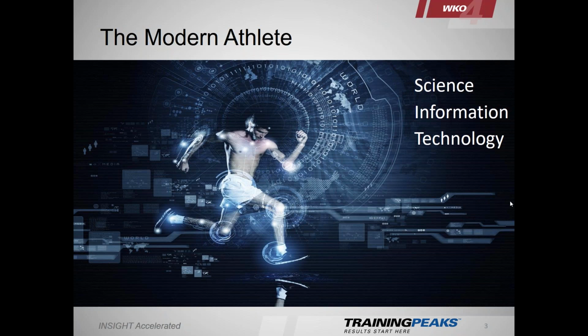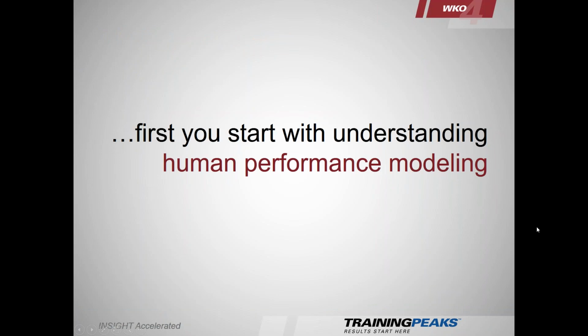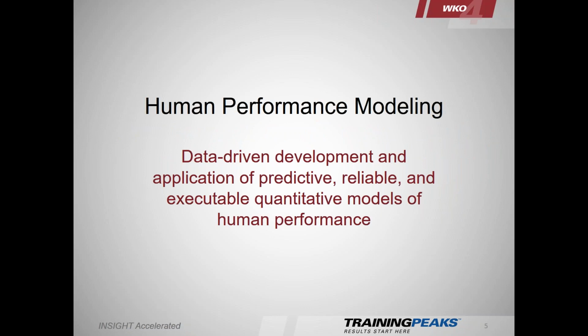When we started doing that, we decided what we really needed was to start at the beginning. And what we decided to do was to build a human performance model. So to explain the whole power duration curve, and how and why and everything that we did, first we need to start with understanding human performance modeling. Human performance modeling is data-driven development and application of predictive, reliable, and executable quantitative models of human performance. There are a couple of key words in there: predictable, reliable, and quantitative should jump right out. When you're building a human performance model, something that predicts or estimates or demonstrates performance, you really need those three, because having a model that doesn't give you those three is much worse.